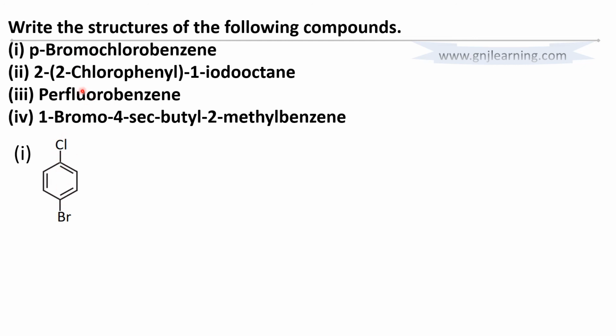Next one, 2-(2-chlorophenyl)-1-iodooctane. So what is the parent here? Parent is octane, so we will write that parent first. I have 8 carbon atoms: 3, 4, 5, 6, 7, and 8. I have 8 carbon atoms. Clear? In the first position, I have one iodo group, that is shown here.